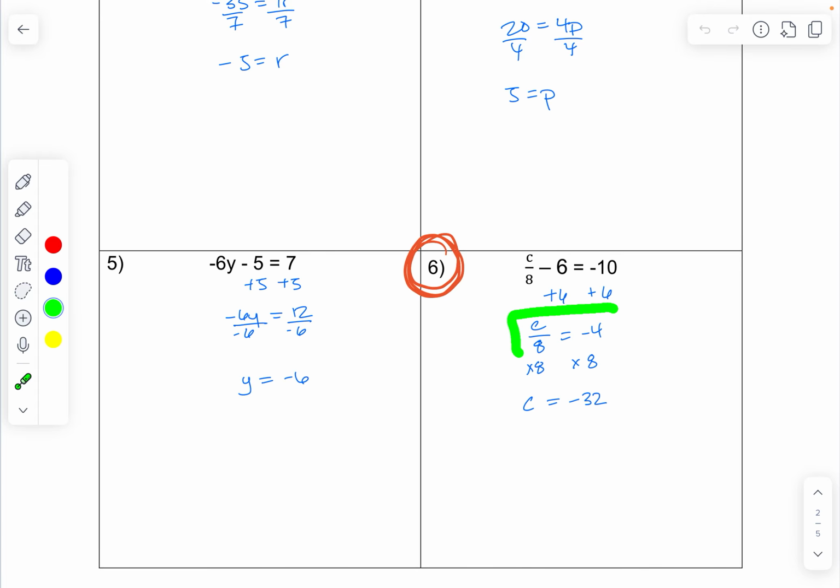My new equation then becomes c divided by 8 is equal to negative 4. We need to isolate that c by itself. So we have to multiply by 8 on both sides so that the 8 cancels out on the left-hand side, which is leaving us with c. And then negative 4 times 8 gives me negative 32. So c is equal to negative 32.